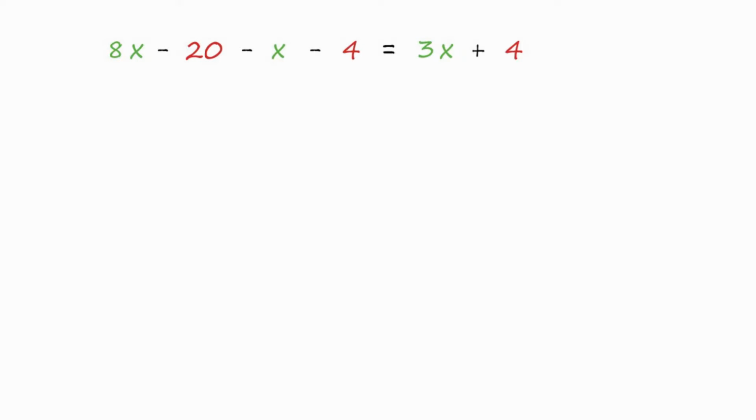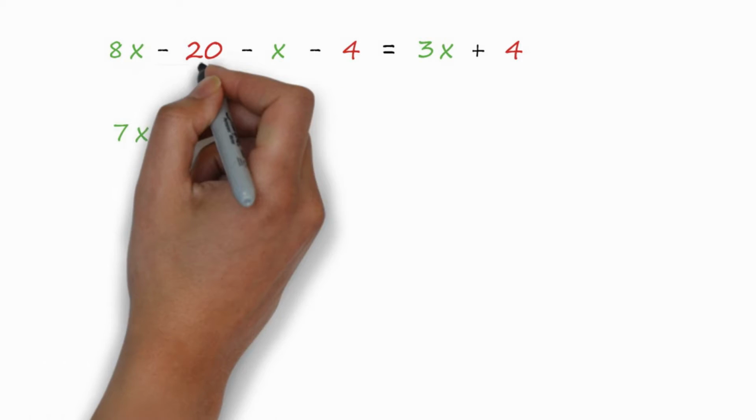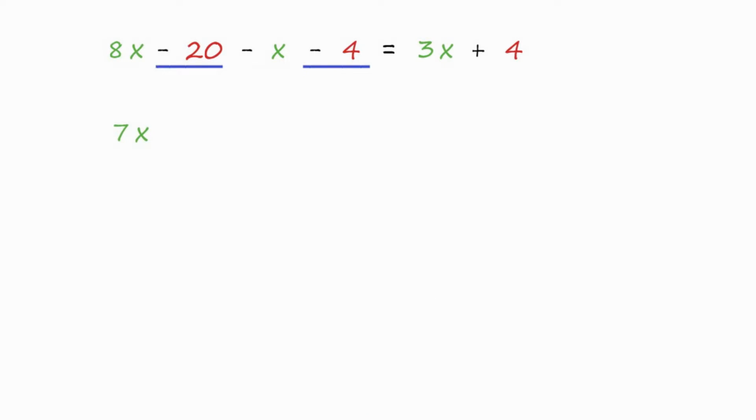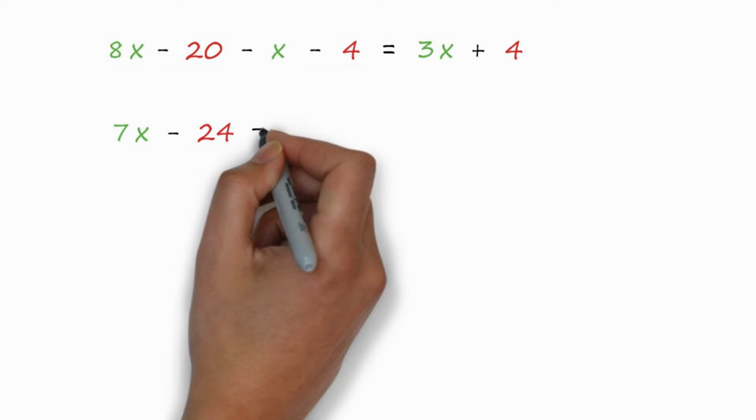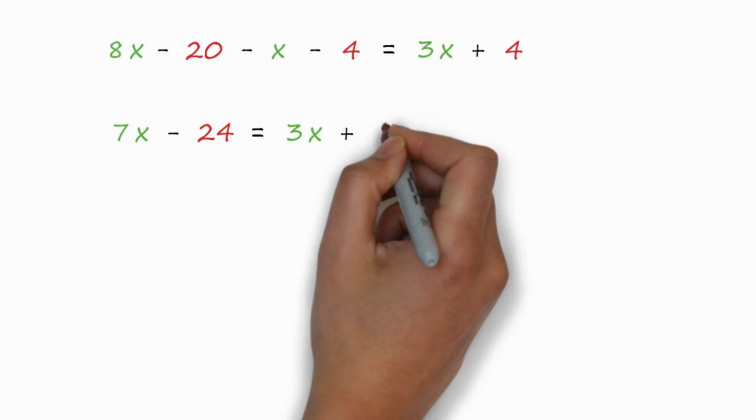We're going to look for the x's on one side of the equation. We have 8x, and we have a minus x, or a minus 1x. So we have 8 minus 1, which leaves 7x. Next, we look for our constant terms. We have a minus 20 and a minus 4. Minus 20 minus 4 is minus 24. And on the other side of the equation, we have 3x plus 4.